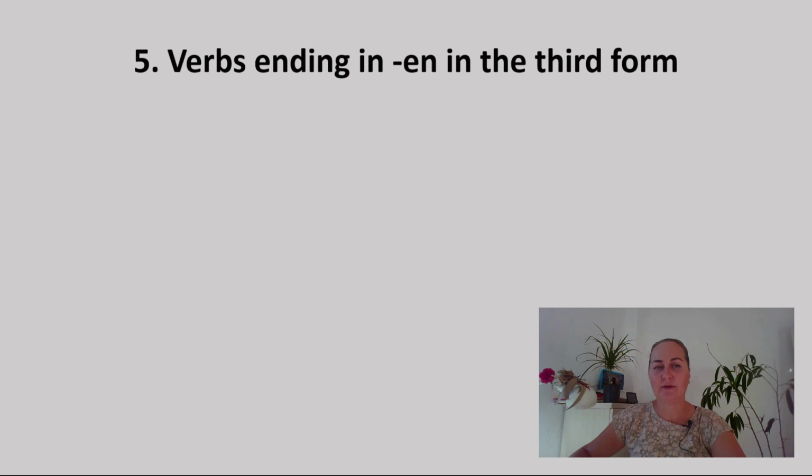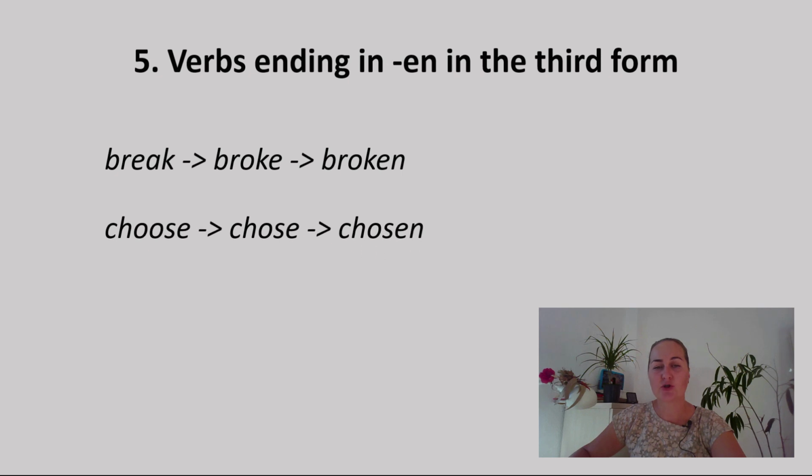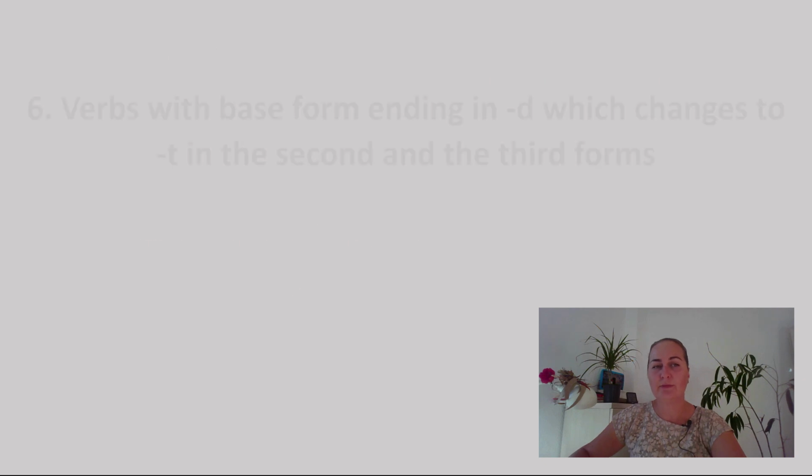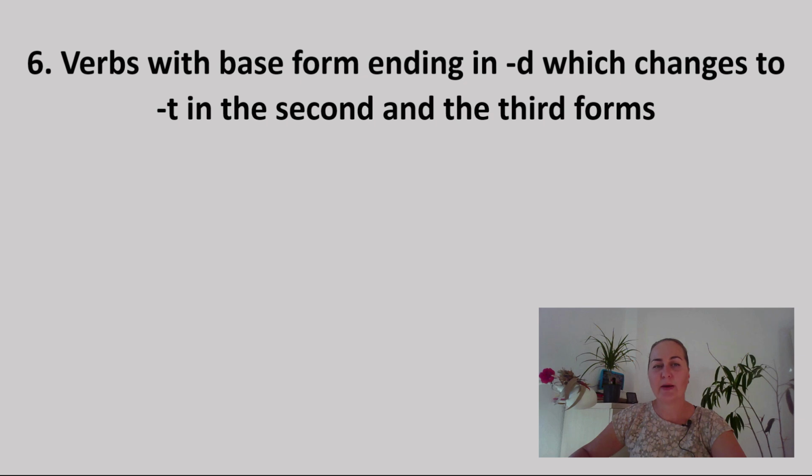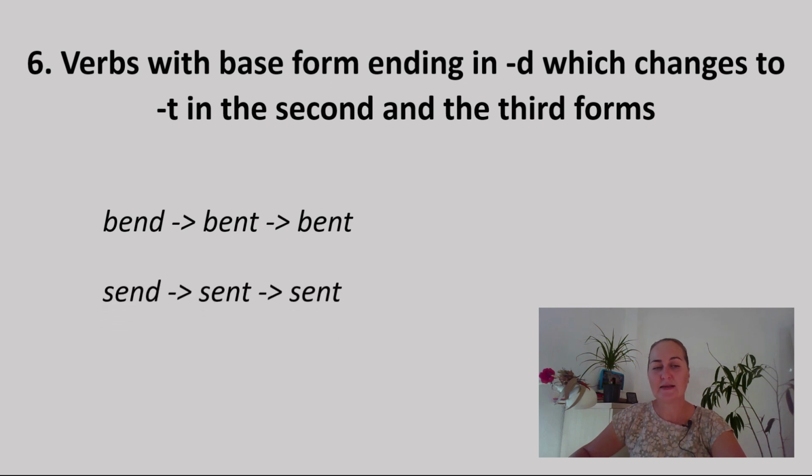Group number 5. Verbs ending in en in the third form. For example, break, broke, broken, choose, chose, chosen, freeze, froze, frozen. Group number 6. Verbs with base form ending in d, which changes to t in the second and the third forms. For example, bend, bent, bent, send, sent, sent, build, built, built.